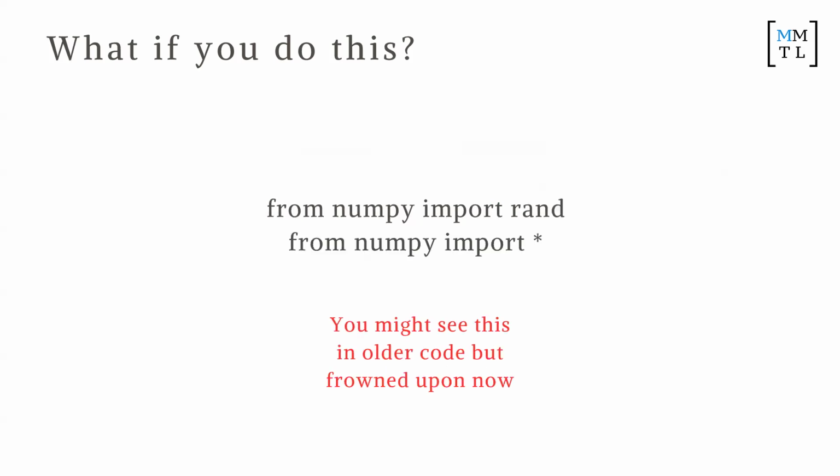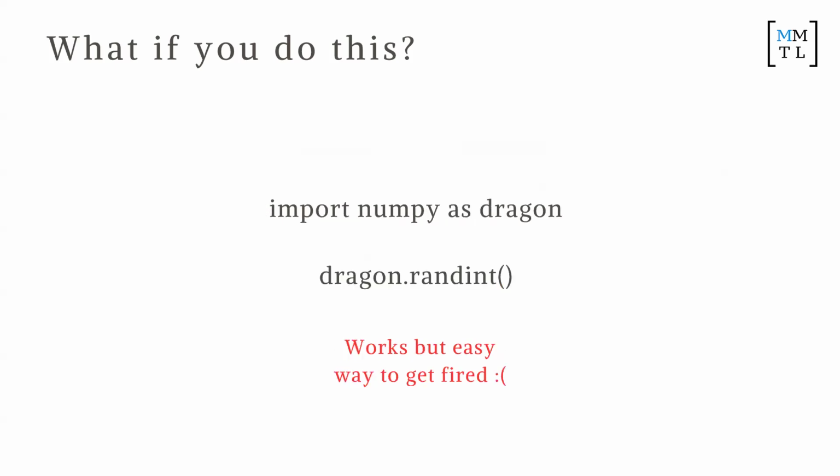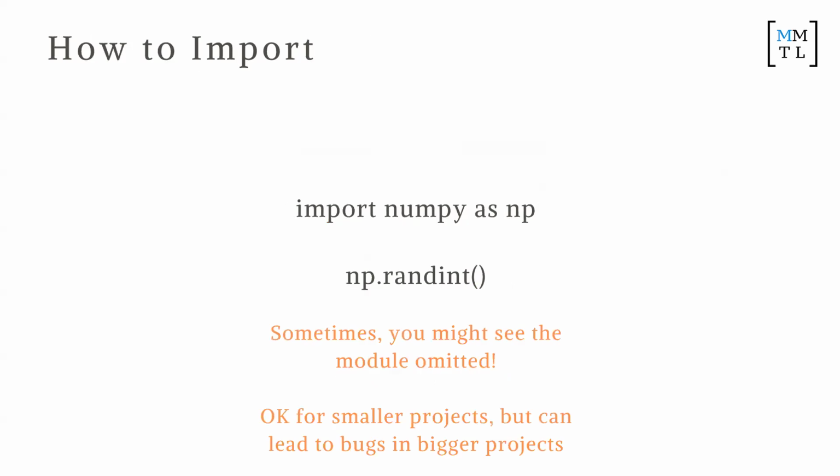Now, you may have also seen this in old code. In older code, people used to write from NumPy import rand, right? Or from NumPy import asterisk, meaning import the whole library. But it's considered bad practice these days. Okay, so the way that you should do it is always import NumPy as NP, for example. Okay.